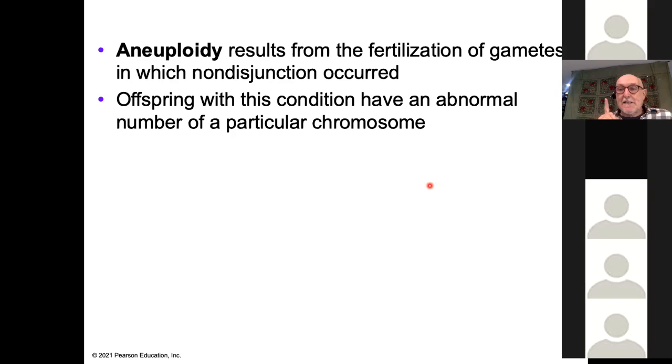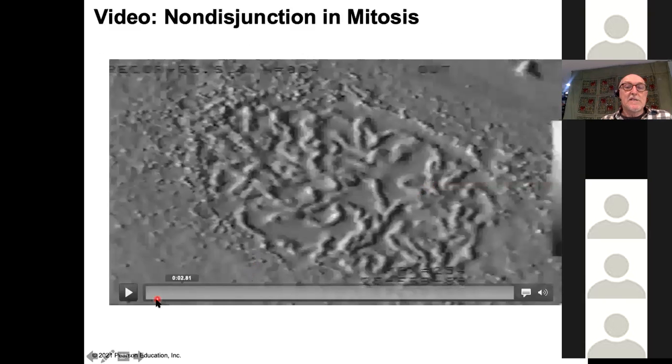There's one exception to this, and that is the sex chromosomes. We are very, very tolerant of aneuploidies in the sex chromosomes, and I'll show you several of these in a while. But for the autosomes, all of the rest of our human chromosomes, we are very intolerant of aneuploidies. Here, let's just see if this works.